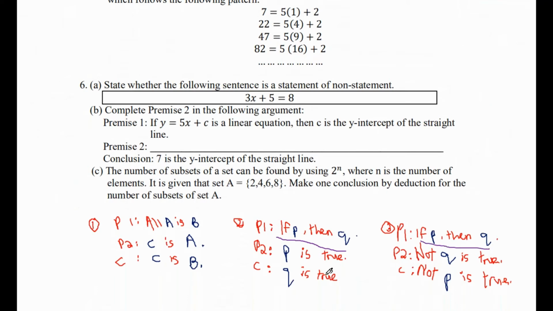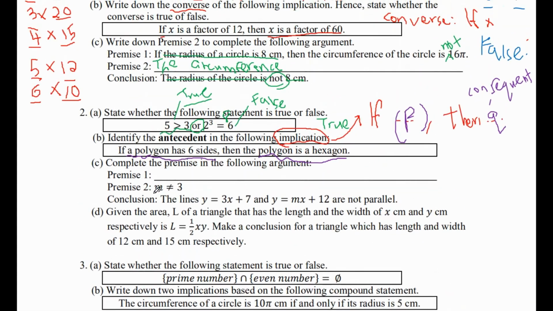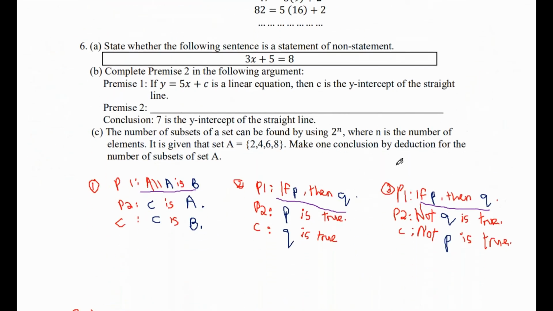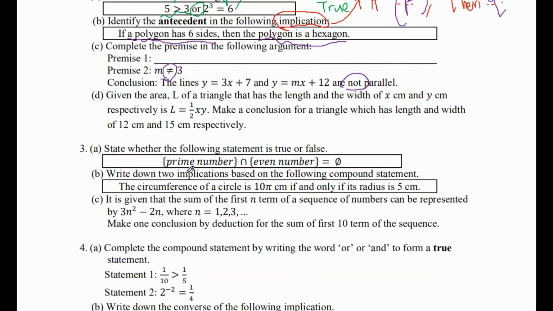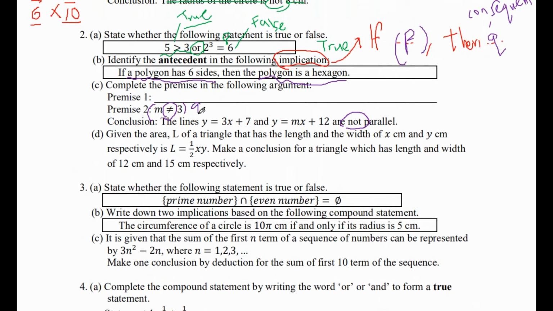If then. Look, if P2 and the conclusion have no similar words, we use if then. If they have similar words, then we use all A is B. Okay, so we go back to the question here. From the question, we are given not equal. Okay, so this is the third type. This one, not. That means P2 here is Q. Conclusion here will be P. So premise 1 will be if P then Q.